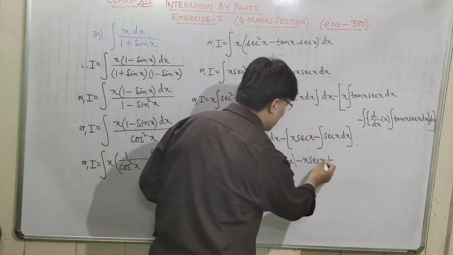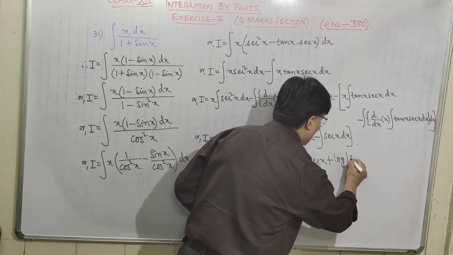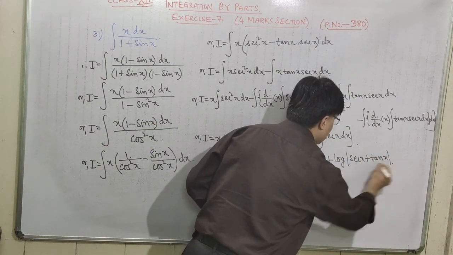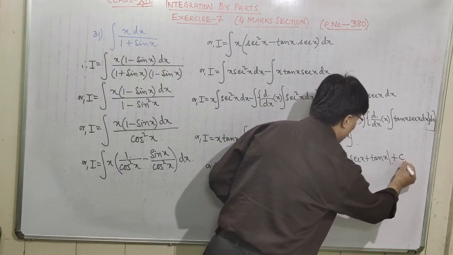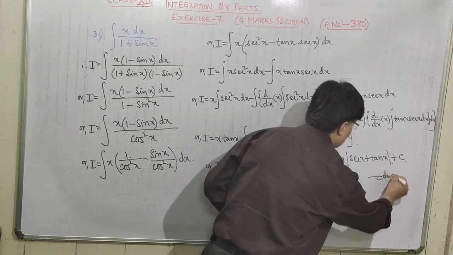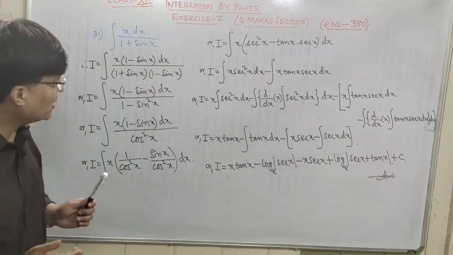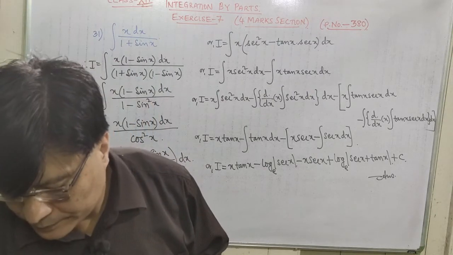So minus into minus, plus is there. So what is integration of sec x? It is log within mod, this is sec x plus tan x, mod sign closed. The base is e. Then what do we write? Plus c. So this is the final answer. So I think you have understood it. So you can copy it. Now we'll do the next question.